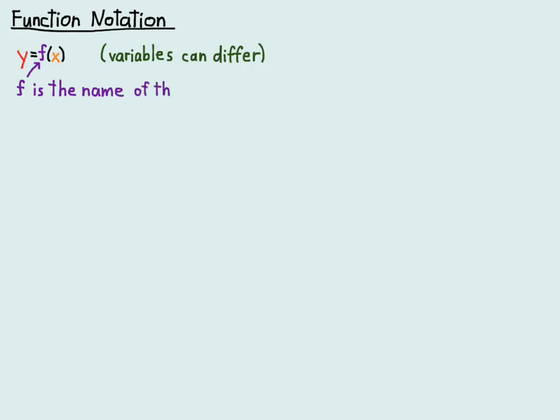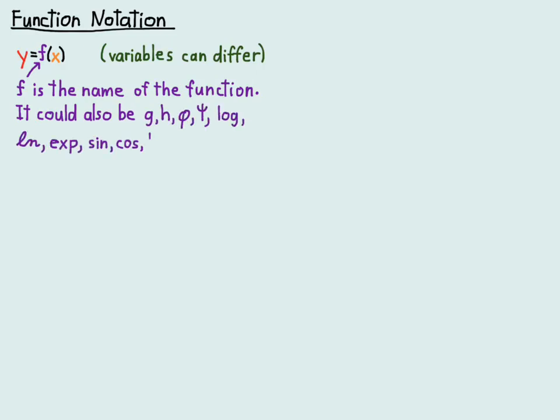So f is the name of the function. If you take higher level math classes, they might have three different functions you're working with. They might call one f, one g, and one h. That would be pretty common. They could also use a Greek letter phi. That's a Greek f, phi. This is psi, which is another Greek letter. It's used a lot for functions. And there's other Greek letters that are used as well.